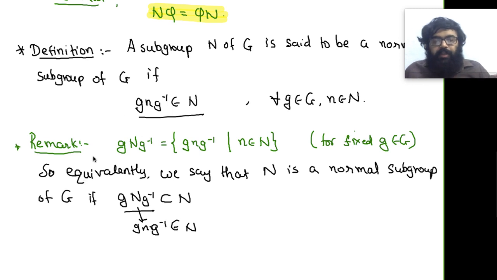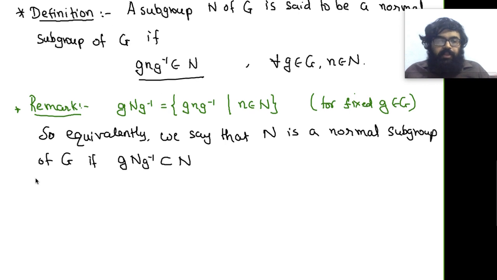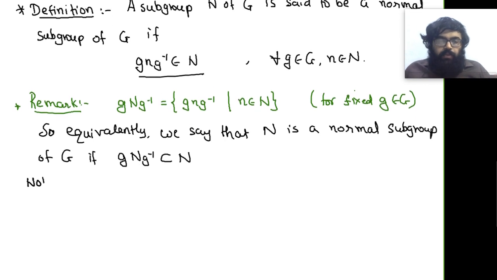So equivalently, in the set form, a subgroup N of G is said to be normal in G if this set gNg inverse is a subset of N. This is the definition of normal subgroup, and this is the notation we use. For a subgroup we write less than or equal to. For normal, we complete this triangle. So this is the notation: N is a normal subgroup of G.